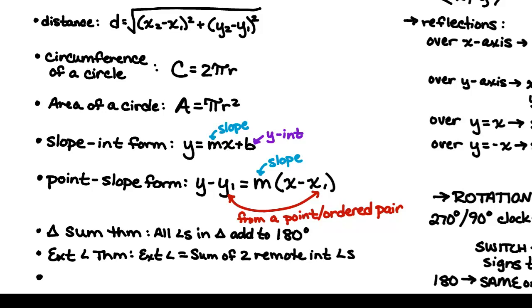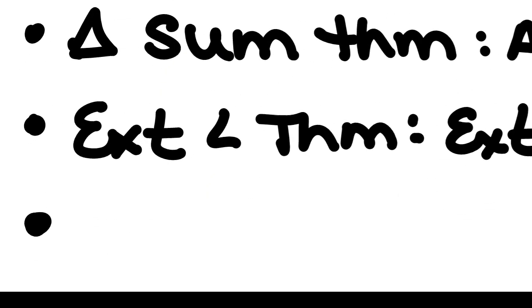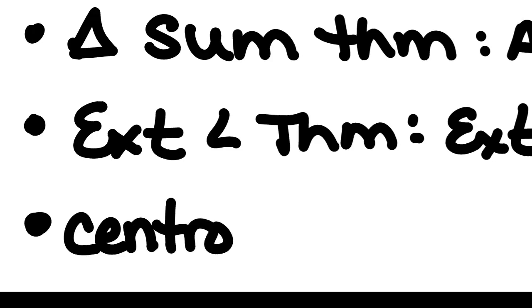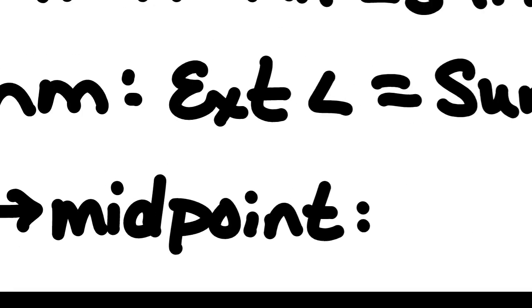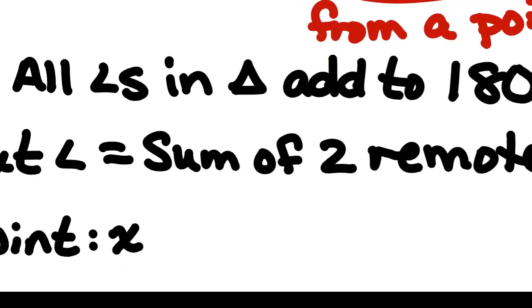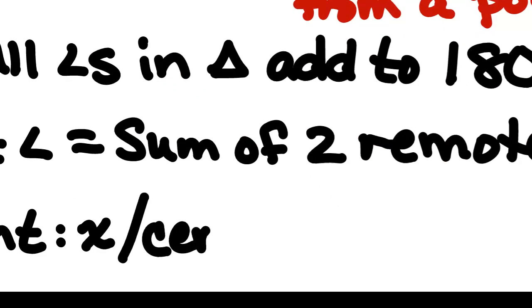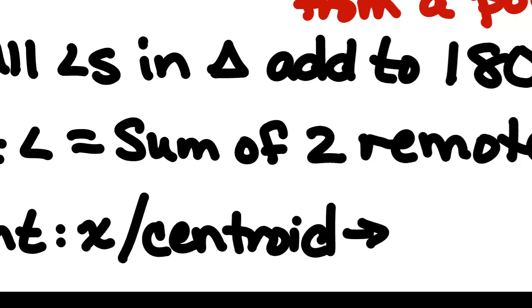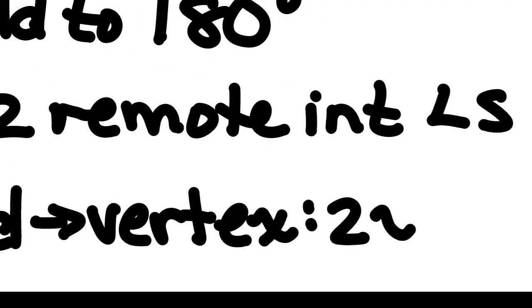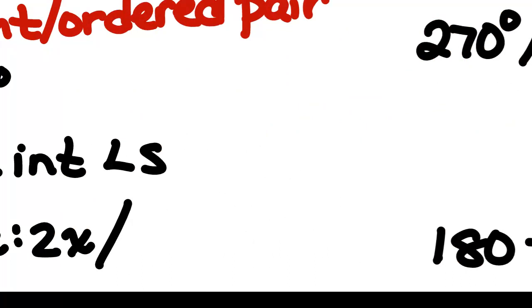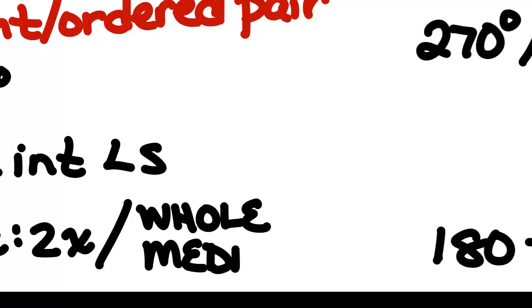For centroids and medians, centroid to midpoint, that gets described as an X relationship. Centroid to vertex is 2x, and the whole median is 3x.